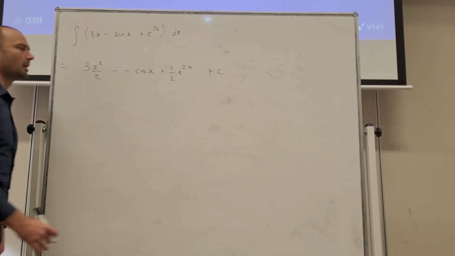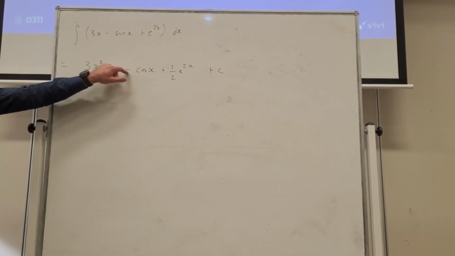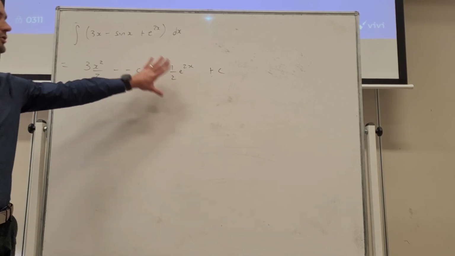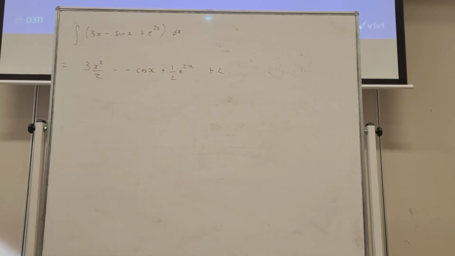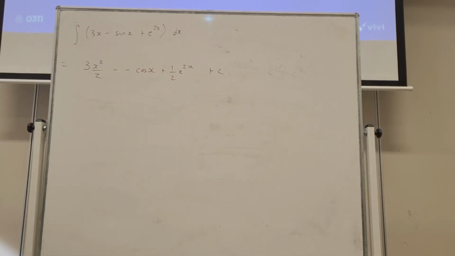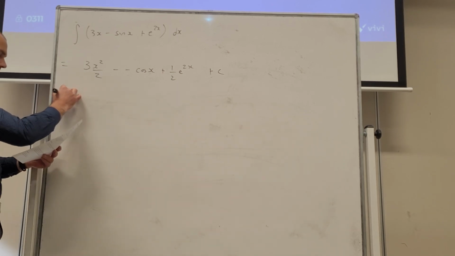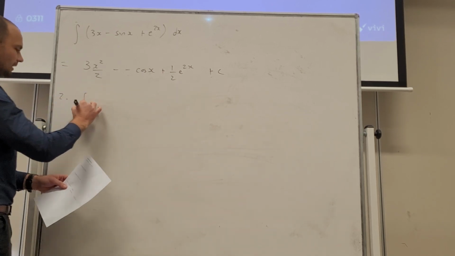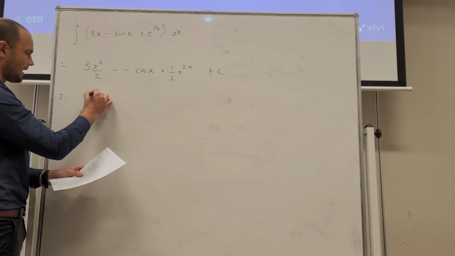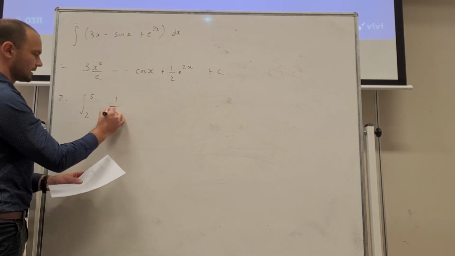So it could be simplified a little bit by collecting these negatives, and you can do stuff like expressing that with a fraction of 2, but we don't need to do that part. That's our answer for the first one. Okay, for the second one, we have a definite integral. We have: evaluate the integral from 2 to 5 of 1 on 3x plus 1.